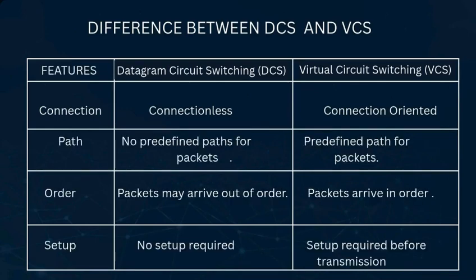Now let us know the differences between DCS and VCS. First, DCS is connectionless while VCS is connection oriented. Second, in DCS, each packet can take a different path, but in VCS, all packets follow the same fixed path. Third, in DCS, packets may arrive out of order, whereas in VCS, they arrive in order. And finally, DCS doesn't require any kind of setup, but VCS requires a setup before the data transmission.